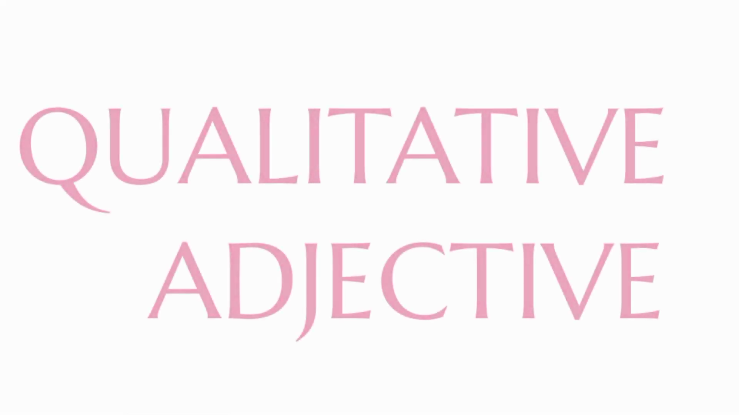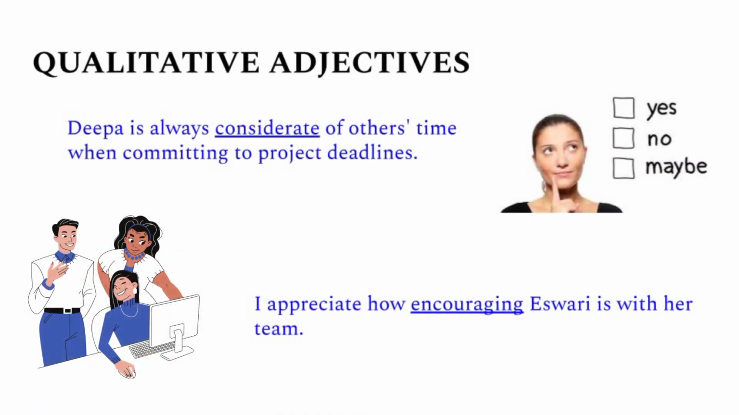Qualitative adjective. It describes the quality of a noun or pronoun. They generally answer the question of what kind in any sentence. For example, Deepa is always considerate of others' time when committing to project deadlines. And another one is, I appreciate how encouraging Ishwari is with her team. Here, considerate and encouraging are the qualitative adjectives. They show the quality of Deepa and Ishwari. Adjective of quality is also referred to as descriptive adjective. Now, let's look into the next type.